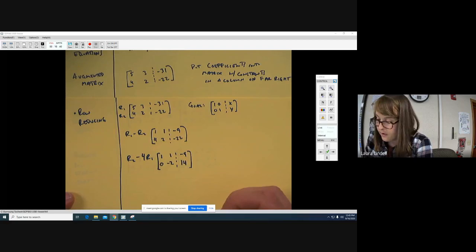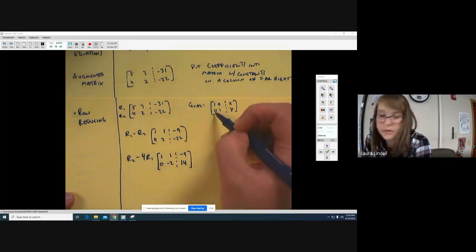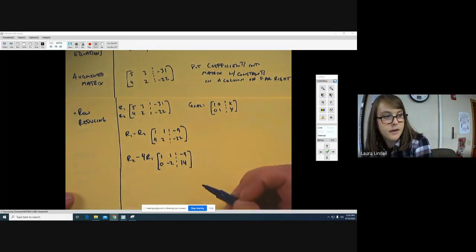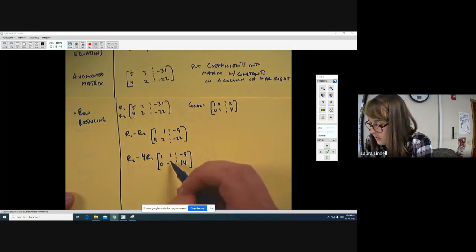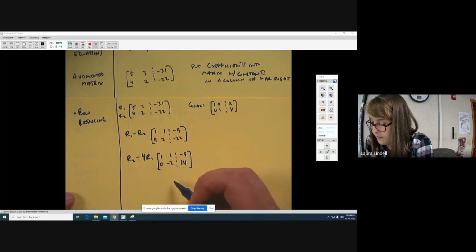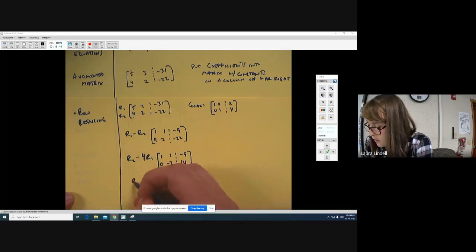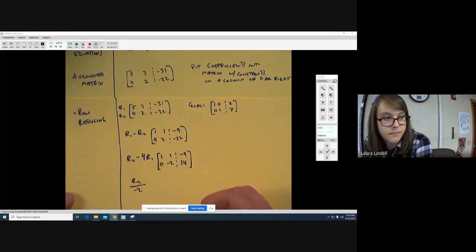Okay. So far, so good. We've got these two things that we wanted. Now all that we have to do is make this into a 1 and this into a 0. I'm going to start here. I'm going to take this bottom row here, so row 2, and I'm going to divide it by -2 so that I can turn this into a 1.